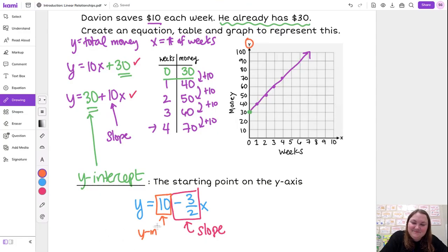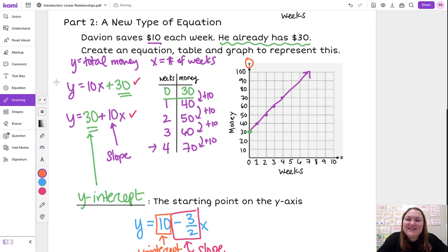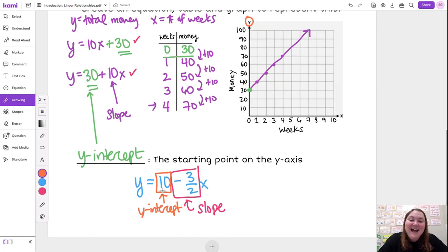In today's lesson, we are going to look at more situations and graphs like these that have a y-intercept somewhere different than 0. You're ready for today's lesson.